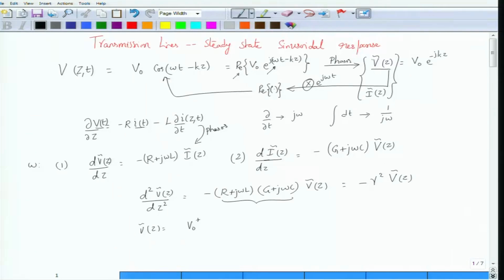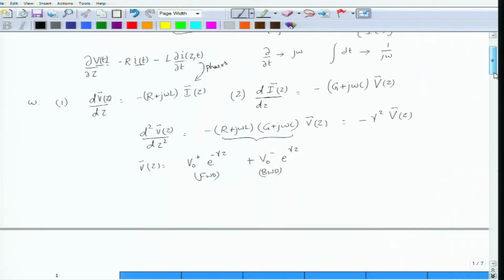So for the forward going wave you have V0 plus e power minus gamma z, and for the backward propagating wave you have V0 minus e power plus gamma z. So this is my forward wave and this is my backward travelling wave. So what is gamma? Gamma is the complex propagation constant, although this is not really a constant. So maybe a better term would have been propagation term, and this gamma is given by the square root of (r plus j omega L) into (g plus j omega C), clearly because gamma square is this quantity.